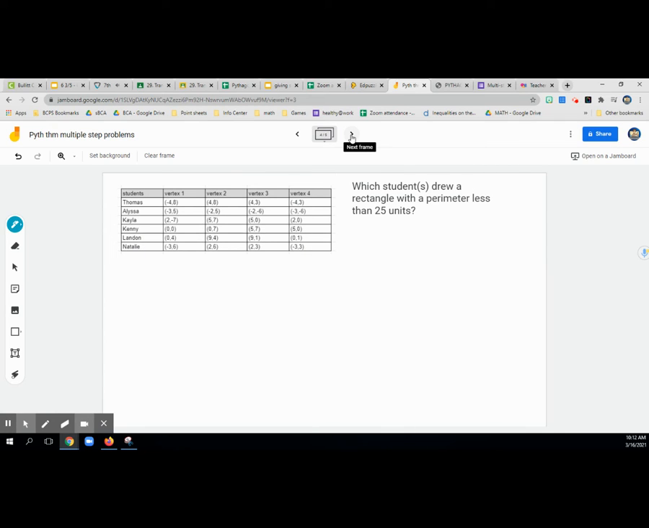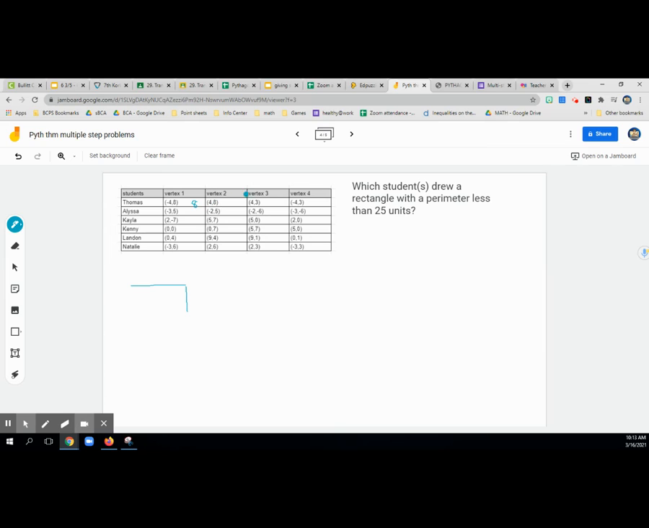All right, here we have which students drew a rectangle with a perimeter of less than 25 units. This one's going to be a little bit easier because you're not actually applying the Pythagorean theorem. You're just finding the distance between 2 points that are either horizontal from each other or vertical from each other. So let's take a look at Thomas. We have from negative 4 comma 8 to 4 comma 8. Well, the 8s are in common, so the distance between negative 4 and 4 is 8.